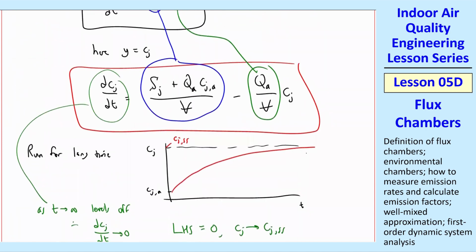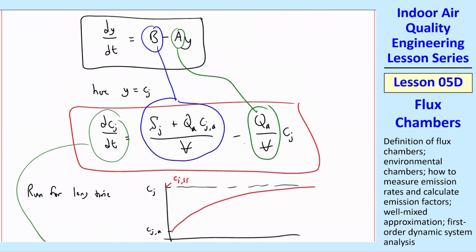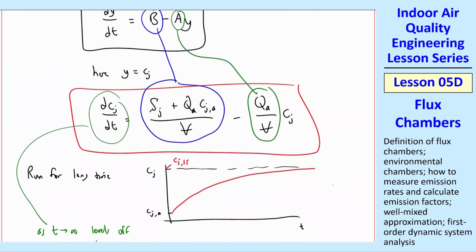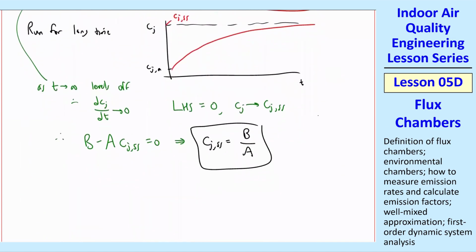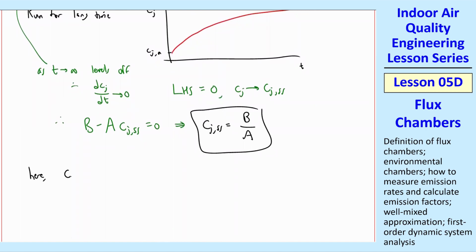And when we plug in our B and our A from these circled blue and green values here, you'll notice that the volume cancels out. And so what we end up with then is C_J,SS equals C_J,A plus S_J over Q_A, or what we really want to do is solve for the source typically.